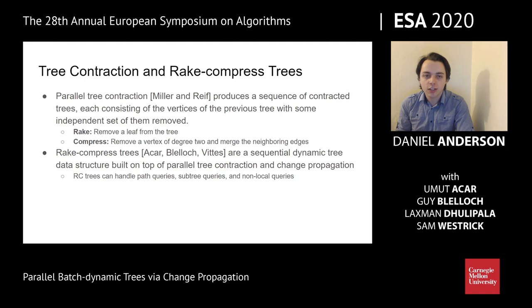Parallel tree contraction then consists of applying rounds in which rake and compress are applied in parallel to some independent subset of vertices in the tree.